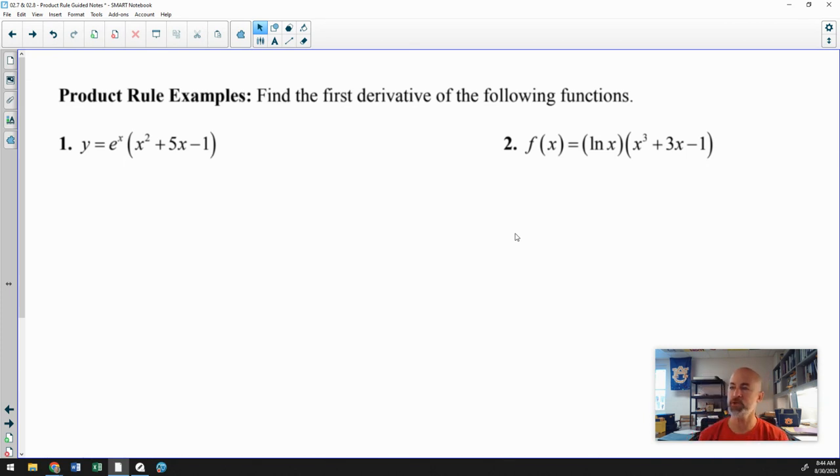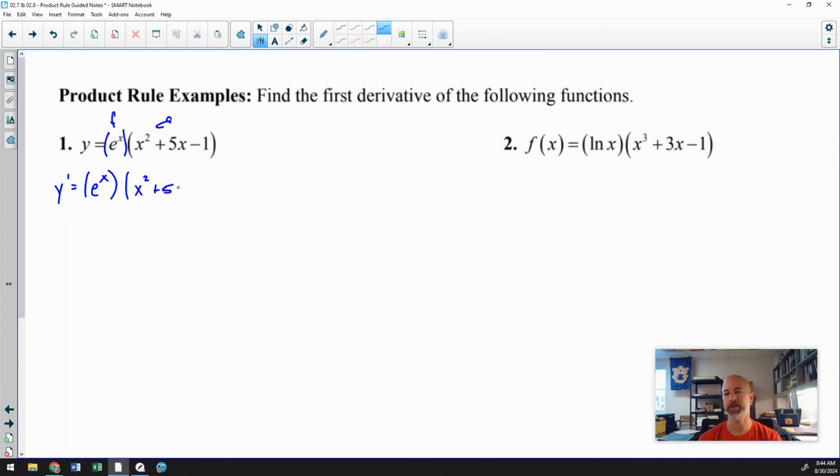So we're finding the first derivative of these, and if you really want to, you could label this one f and this one g. When I differentiate this, y prime would be the derivative of f, and the derivative of e to the x is e to the x. It doesn't look like I did anything, but I actually just differentiated it. Then we will just copy the g of x function down. We do not change it. x squared plus 5x minus 1. Then we will add to that.